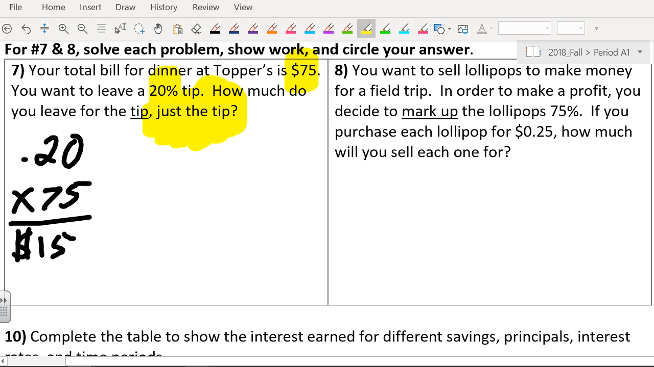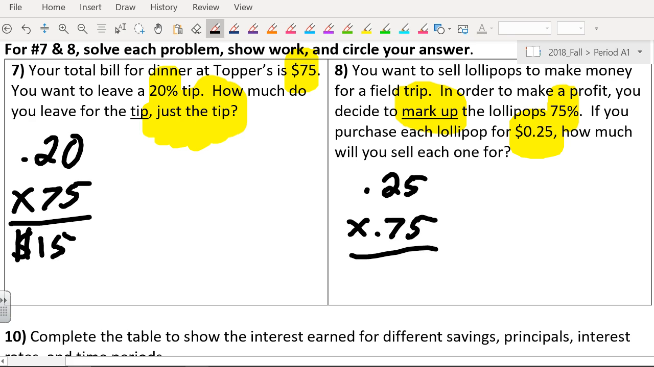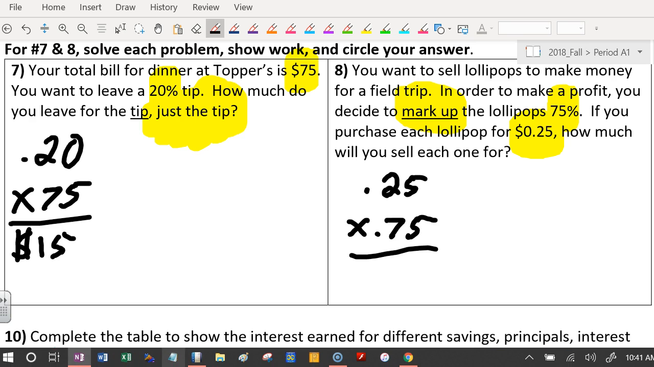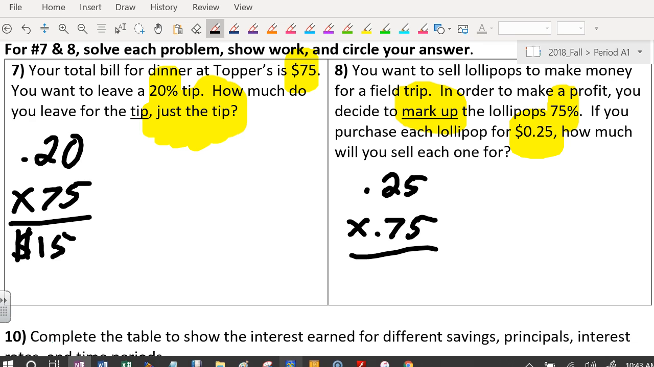Okay, so 75% is your markup, but you bought them only for 25 cents. So how do we find 75% of that? Multiply how? 25 cents by 75. Yeah, but you're going to go 0.25 times what? 75%. 0.75. Right. Alright, 0.25 times 0.75.